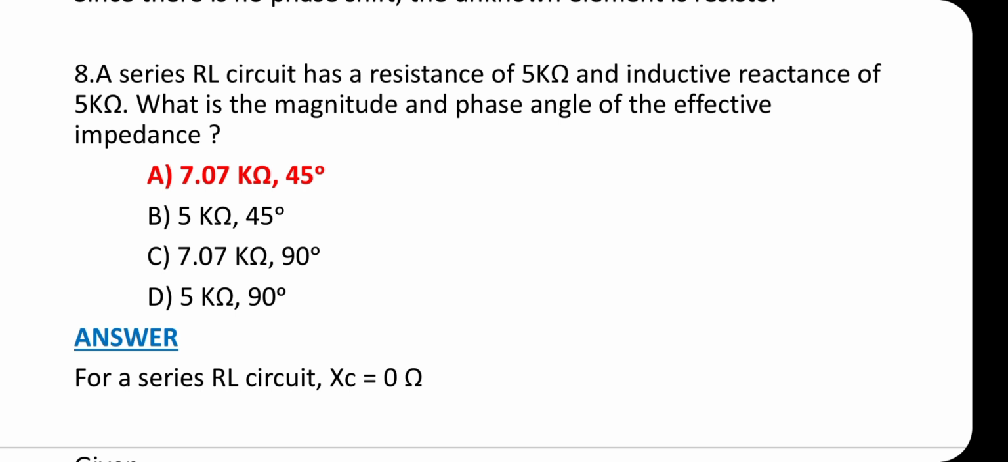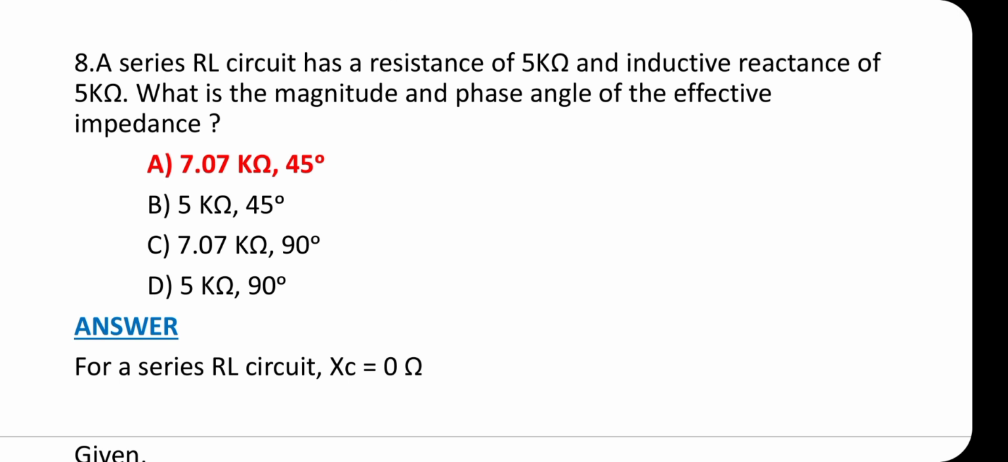A series RL circuit has a resistance of 5 kilo ohm and inductive reactance of 5 kilo ohm. What is the magnitude and phase angle of the effective impedance? Option A, 7.07 kilo ohm, 45 degree.